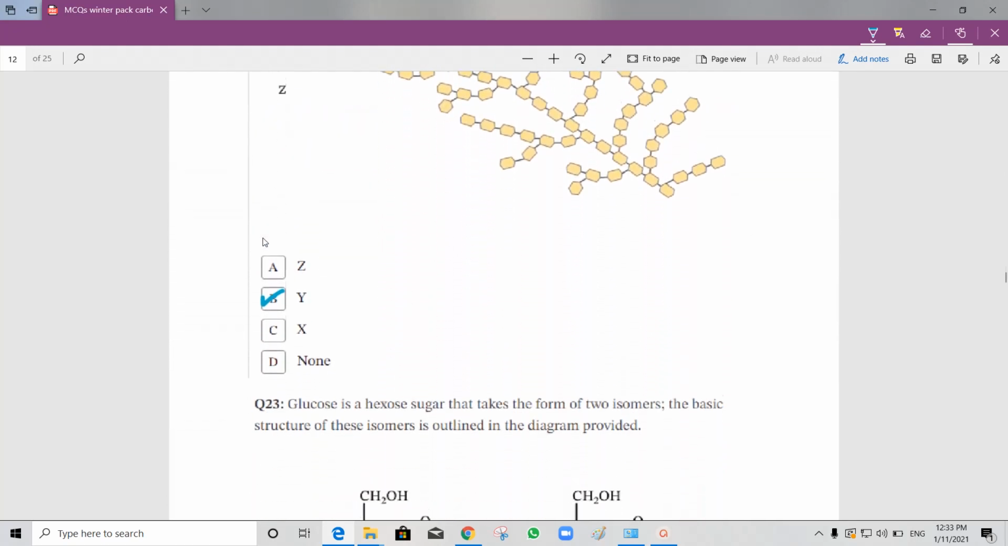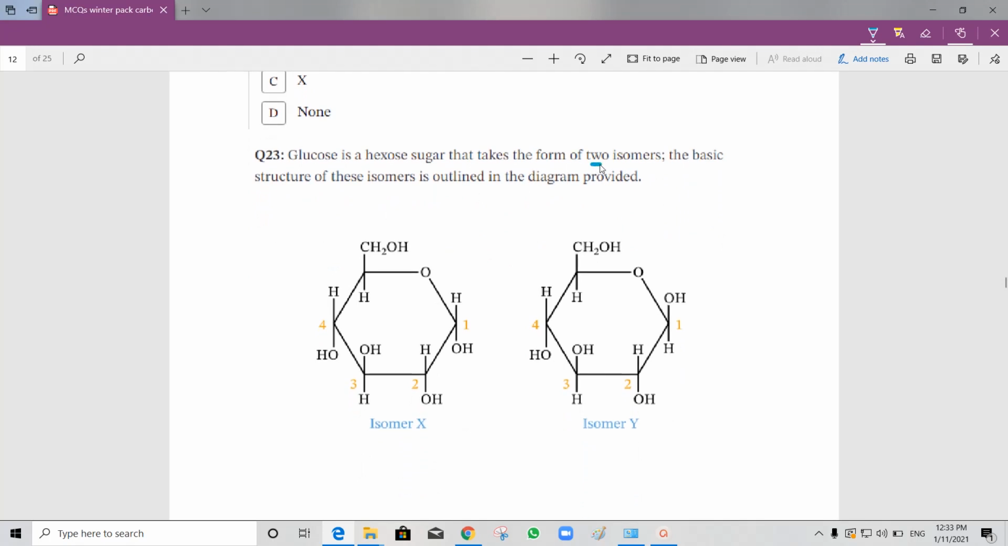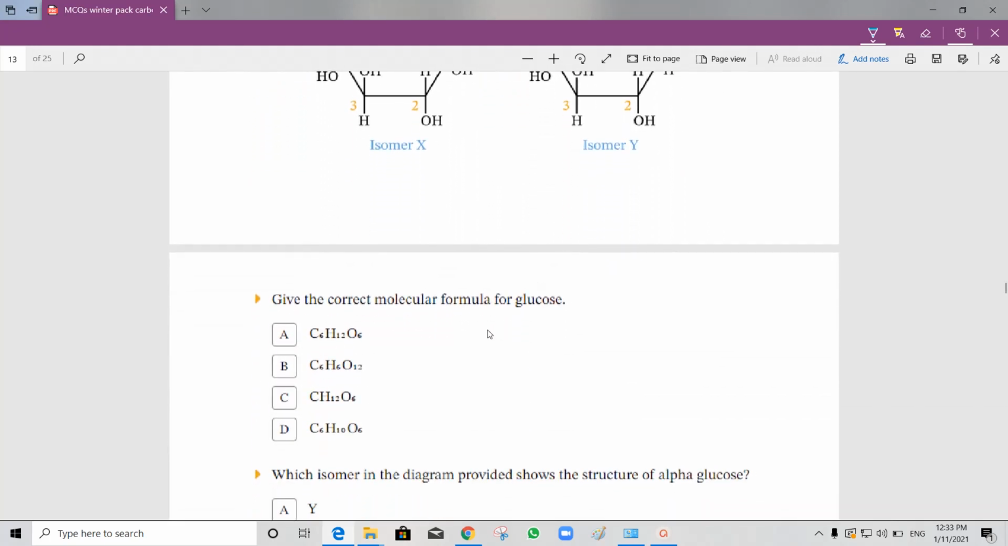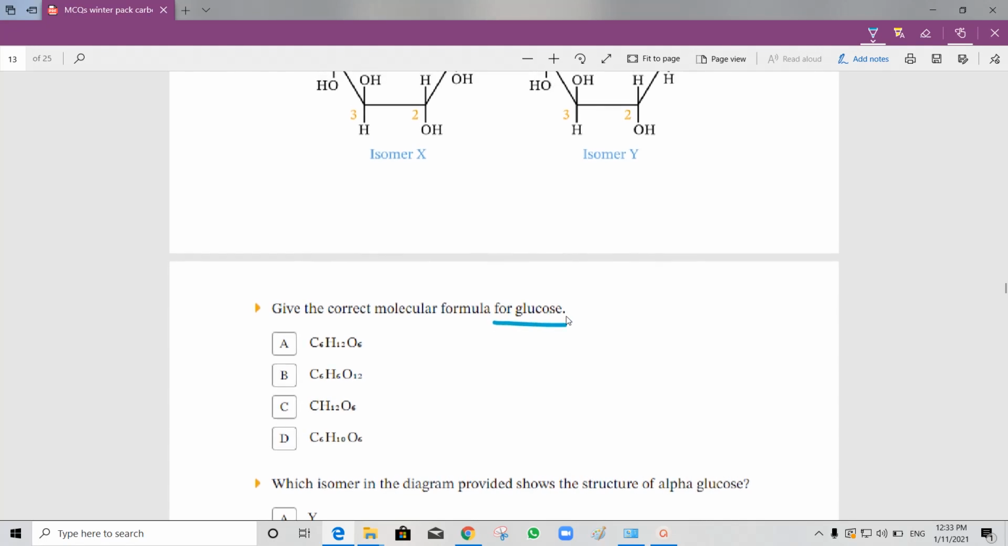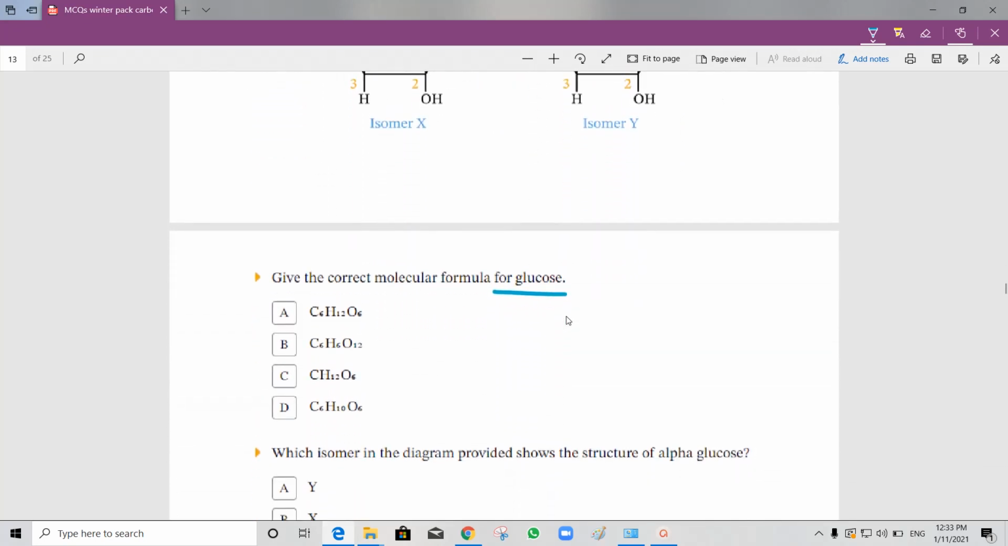Question 23. Those are two isomers of glucose, but the question is the correct molecular formula for glucose. What is the molecular formula of glucose? What do you think for question 23? Yes, C6H12O6. Both isomers have the same molecular formula.